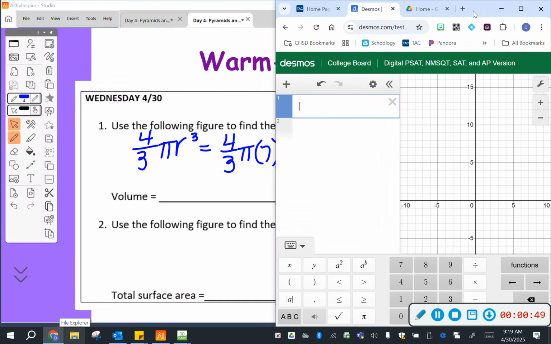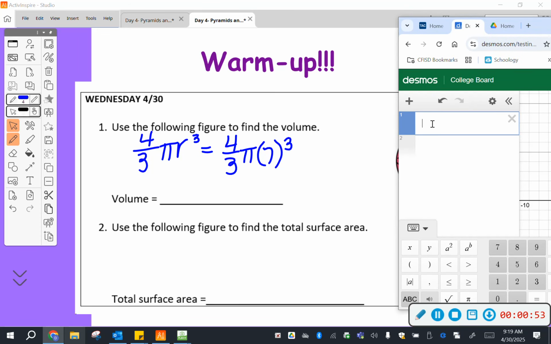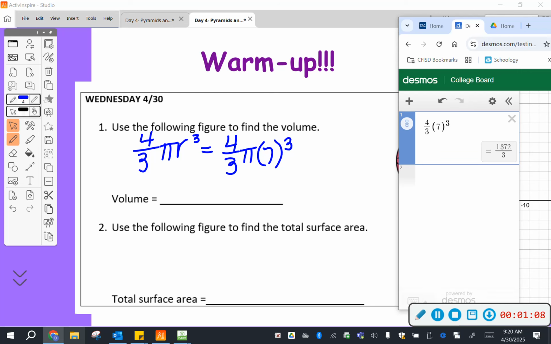Oh, that's not what I wanted to do. So 4/3. Don't put pi in the calculator. And remember to do cubed. It's right next to the squared button, and then you have to type in the 3. Do I like ugly decimals like this? No. Hit the fraction button right next to that.